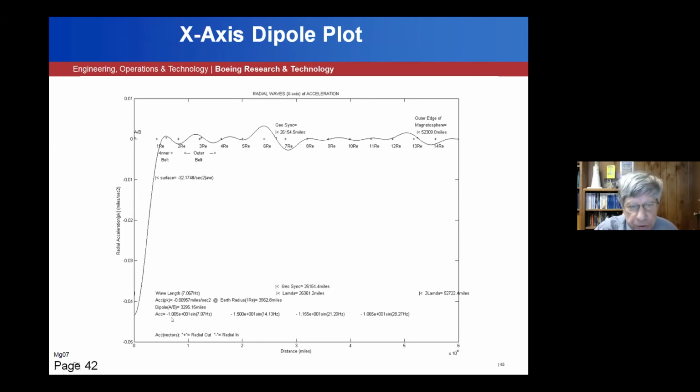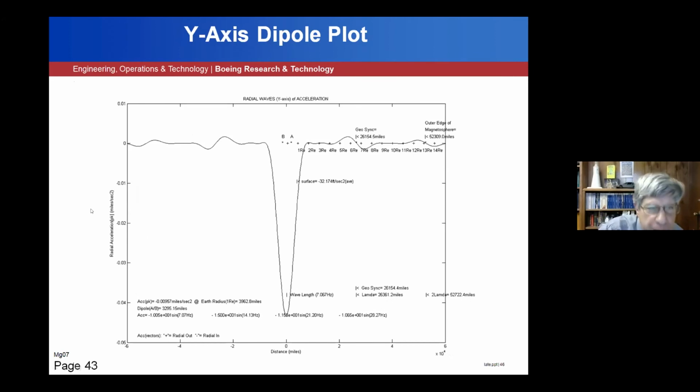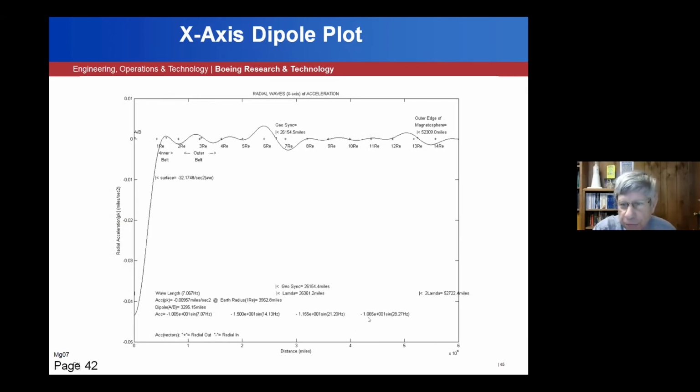The acceleration is equal to minus 10 sine 707 hertz, minus 15 sine 14.3 hertz, minus 11.55 sine 21.20. Uh-oh, pushed the wrong button again. And then the fourth harmonic is 10.65 sine at 28.27. And if you look at it, the thing just lines up perfectly. And it goes up here, you have your inner belt, your outer belt, your geosync, and then it comes out here to the outer magnetosphere, which is 2 lambda, 1 lambda, and it just absolutely lines up perfectly.